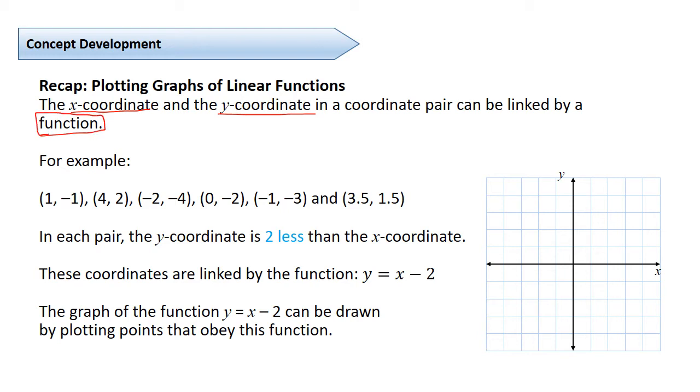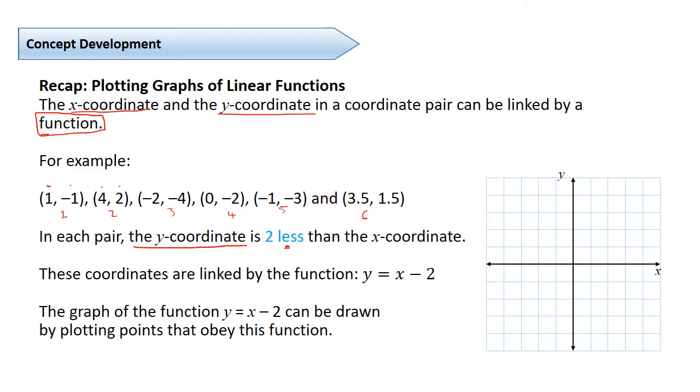So for example, okay, let's have a look at these coordinate pairs. So we have a couple of different coordinate pairs. We have 1, 2, 3, 4, 5, and 6 pairs of coordinates. And in each pair, the y-coordinate is 2 less than the x-coordinate, right? And you guys can really quickly check that. So if we have 1 take away 2, we get -1. 4 take away 2, we get 2, etc., etc.